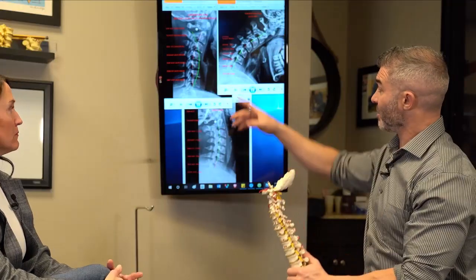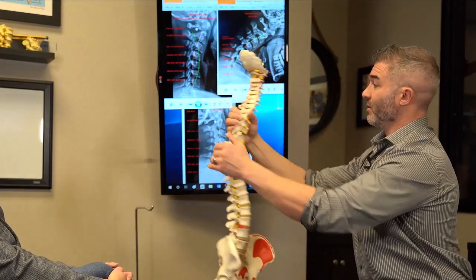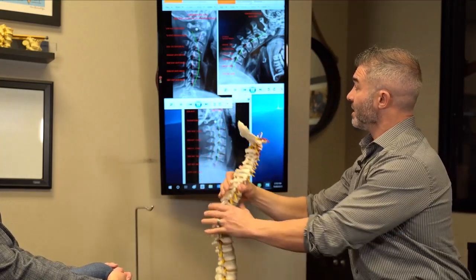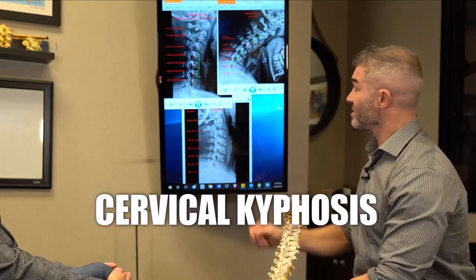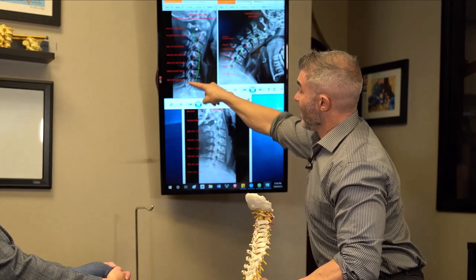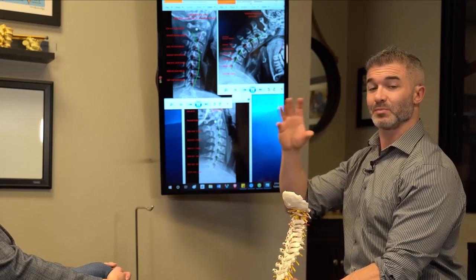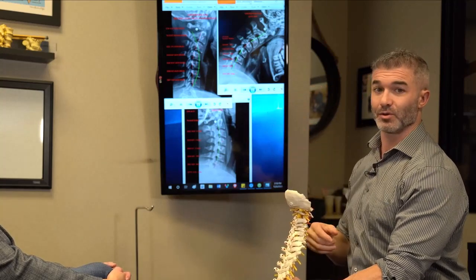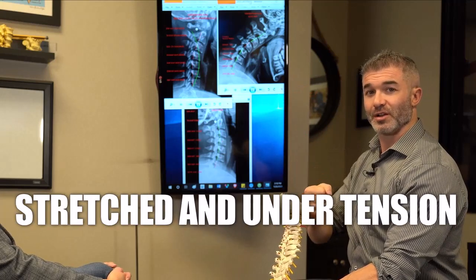With that said, on this x-ray up here, this person is facing this direction like this. This is a really bad reverse neck curve. It's called a cervical kyphosis. So the spinal cord runs down this path right here. And like I was saying earlier, the spinal cord is supposed to be in a nice relaxed position. In this case, do you think it's relaxed or do you think it's stretched and under tension? It's stretched and under tension.